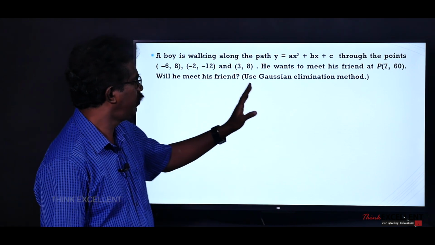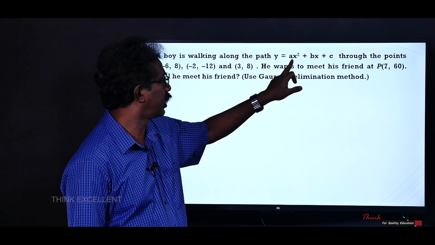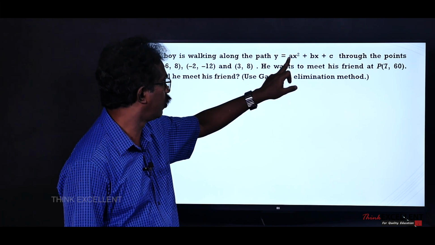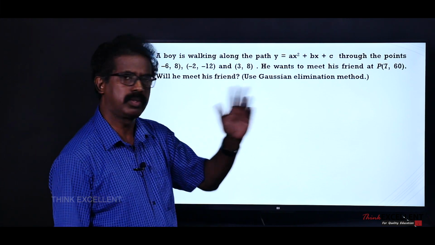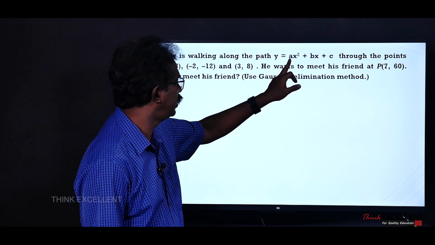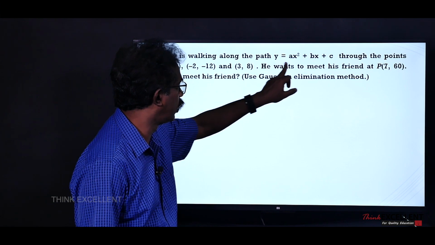So what we do, there are three unknowns. What are the three unknowns? a, b, c. You find that a, b, c first. Please listen, I will tell you the method. First, how to find, we will see that. We find a, b, c, substitute. You will get the equation.